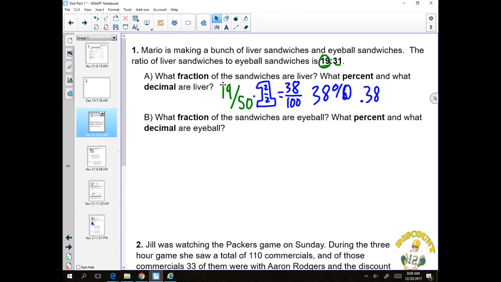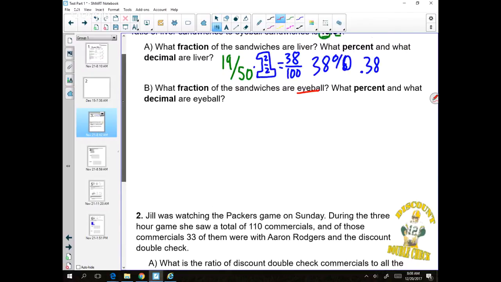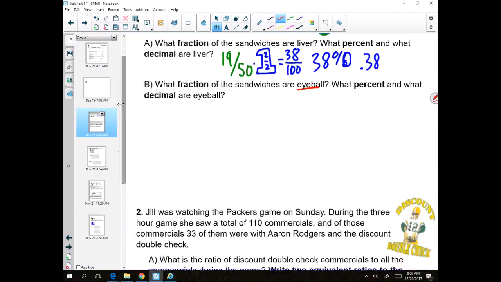Next one, coming down, B. Pretty much the same exact problem, except now you have eyeballs instead of the liver sandwiches. I forget how many, okay, there's 31 eyeball sandwiches. And again, our total is still 50 because we didn't change the number of sandwiches. So again, I need to multiply that by the giant 1.